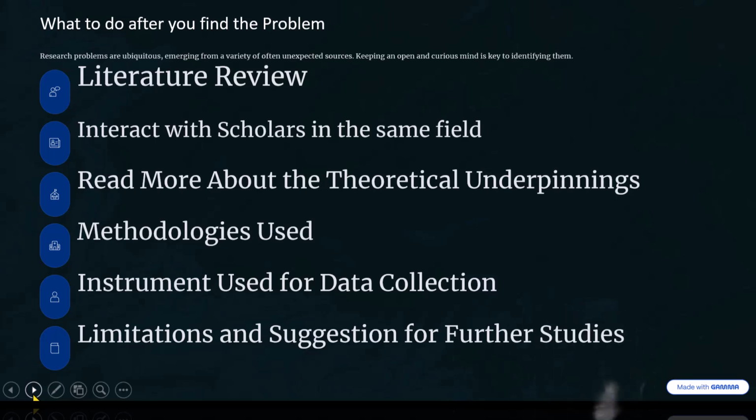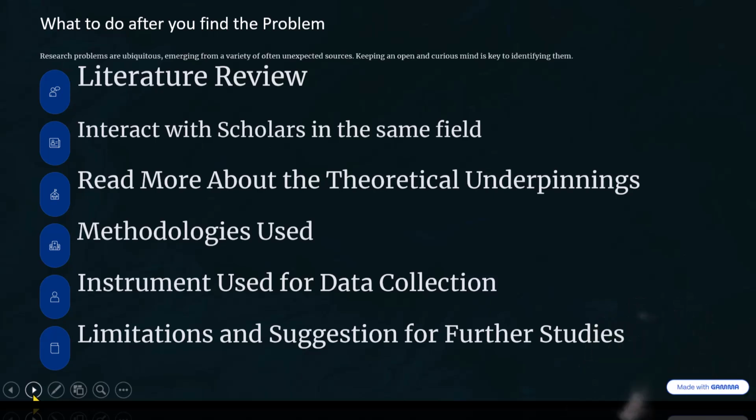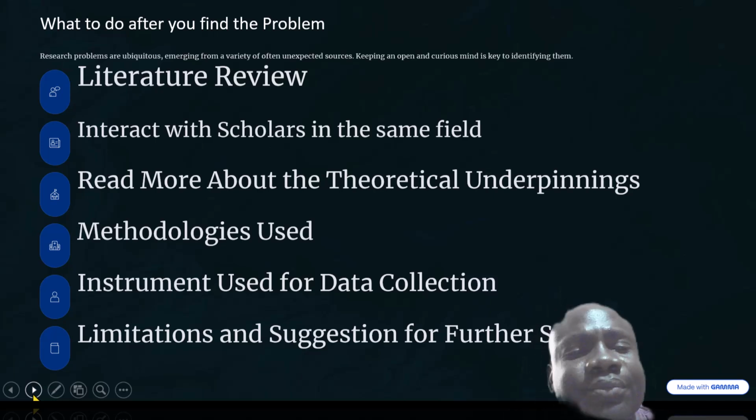Most of us in humanities, we just read the background of the study. Most of the time, we skip the theoretical framework, look at the methodologies used, and all of that. No, the theoretical underpinning for me should be the first part of the study that should be looked at. Then one should also look at the methodology used, the instrument used for data collection, as well as the limitation and suggestion for that study.